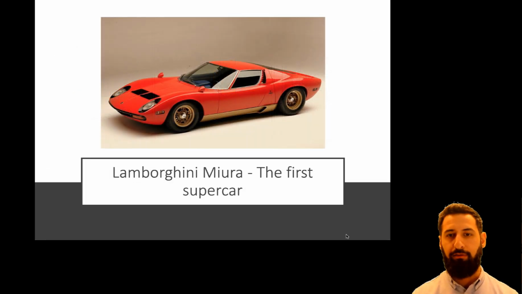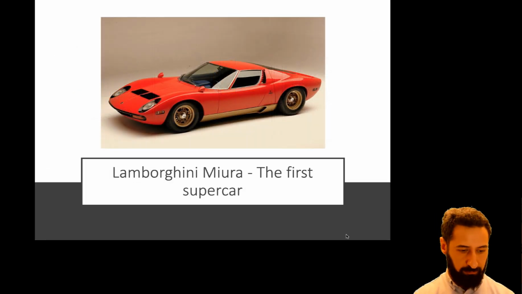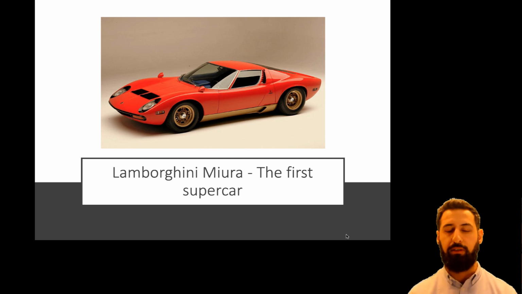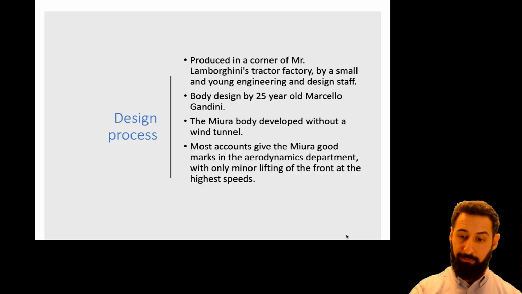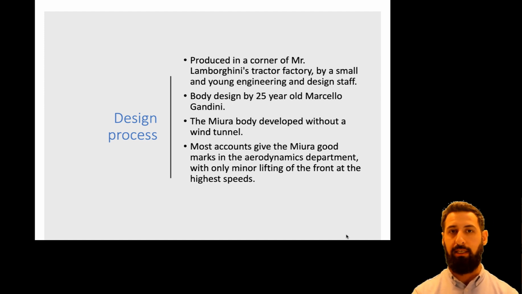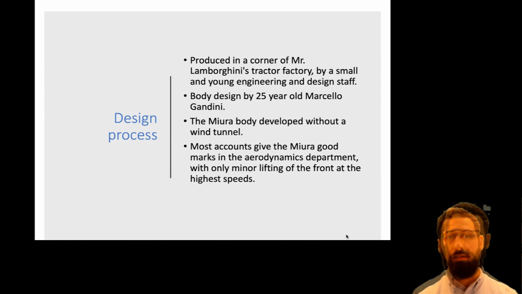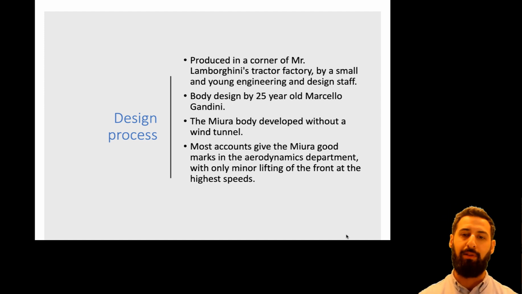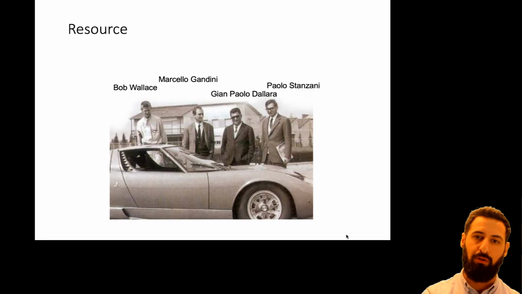So if we start with the Miura, this was the first car that Lamborghini did, and it came out really great. And what is the fantastic thing about this car is that it was designed by a very young team with no prior experience of designing cars. So it's quite amazing that they could do this without doing any type of complex simulation of any sort. So how did they succeed?